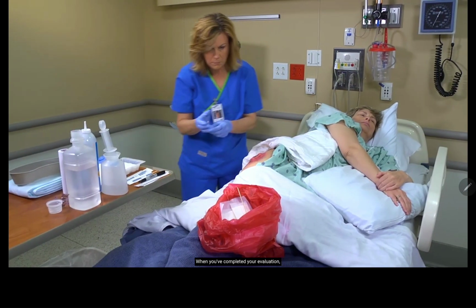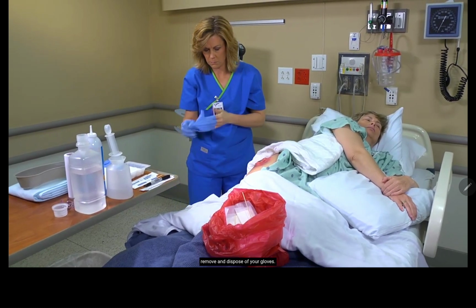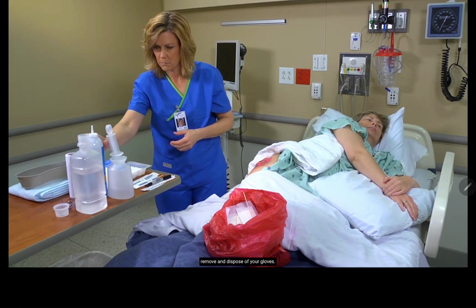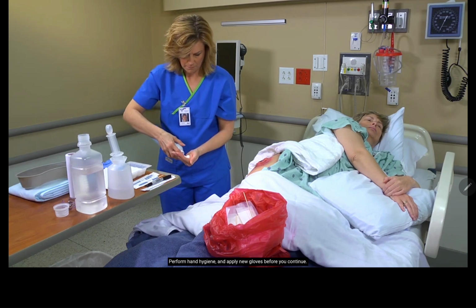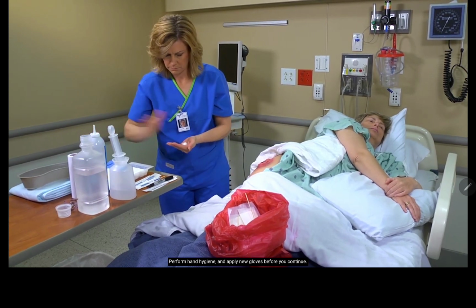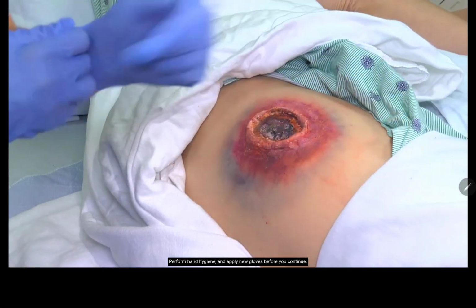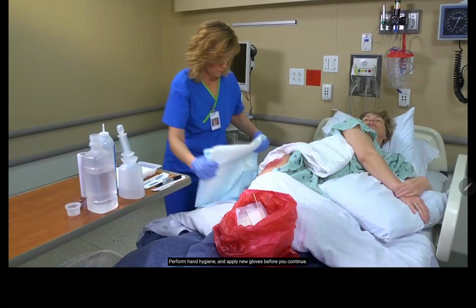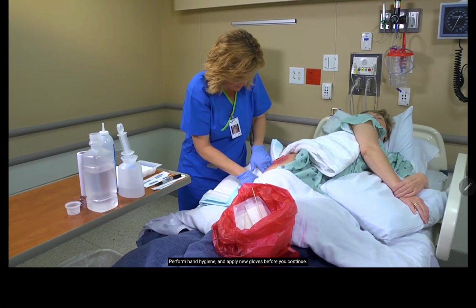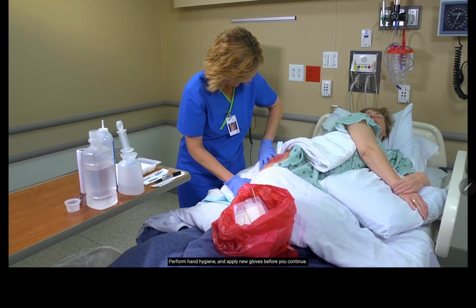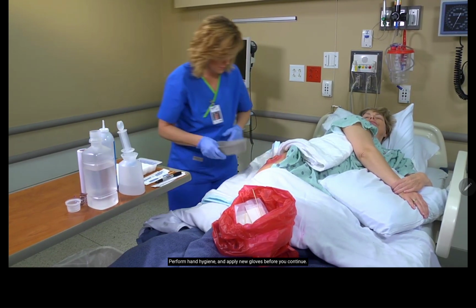When you've completed your evaluation, remove and dispose of your gloves. Perform hand hygiene and apply new gloves before you continue. All right, I'm just going to tuck this pad underneath your hip here so it can catch any of that drainage. Okay? And then there's a basin.